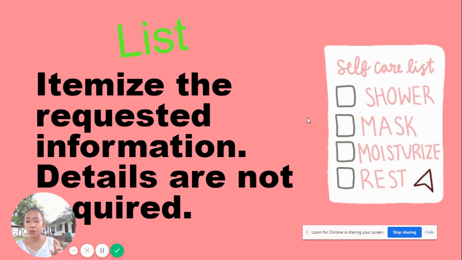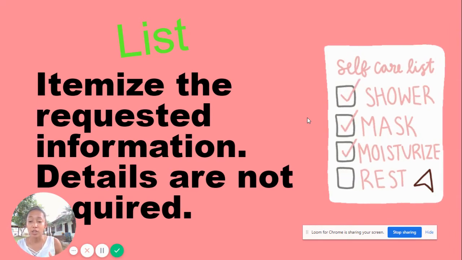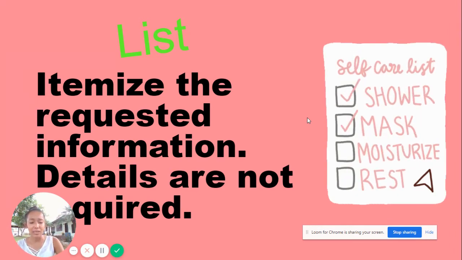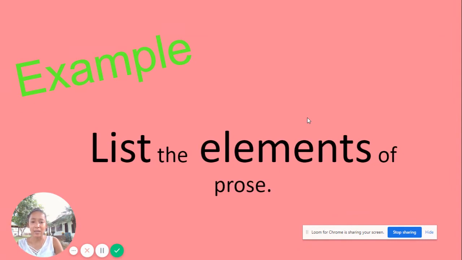Now, this is a little bit different from identify, because list doesn't require you to go in something and pick it out. When you identify, they're telling you, here's this, identify from this piece of work something. When they ask you to list, it's just requiring something that might not be in the passage or whatever. So keyword here is itemize. Here's an example. It says list the elements of prose. So in this case, you're going to say, oh, the elements of prose, and then put a list of these elements, setting, characters, etc., right?